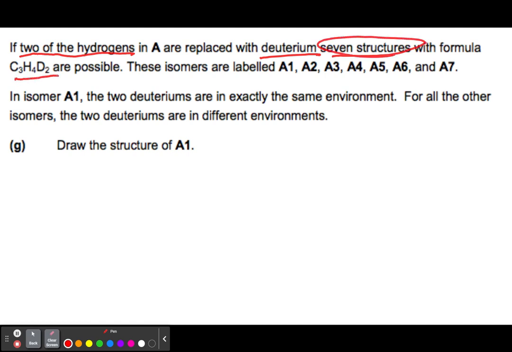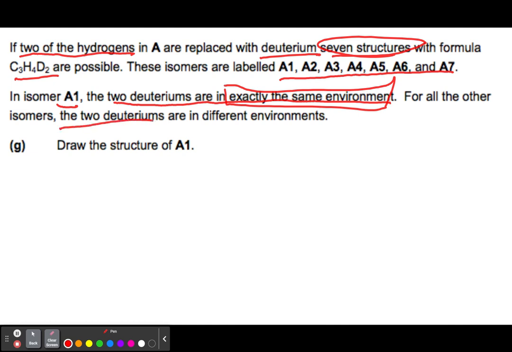So this is just adding another deuterium to what we had before. These isomers are labeled A1, A2, and so on. And in isomer A1, the 2 deuterium atoms are in exactly the same environment. And we got told what the same environment meant in the previous information. For all the other isomers, the 2 deuteriums are in different environments.